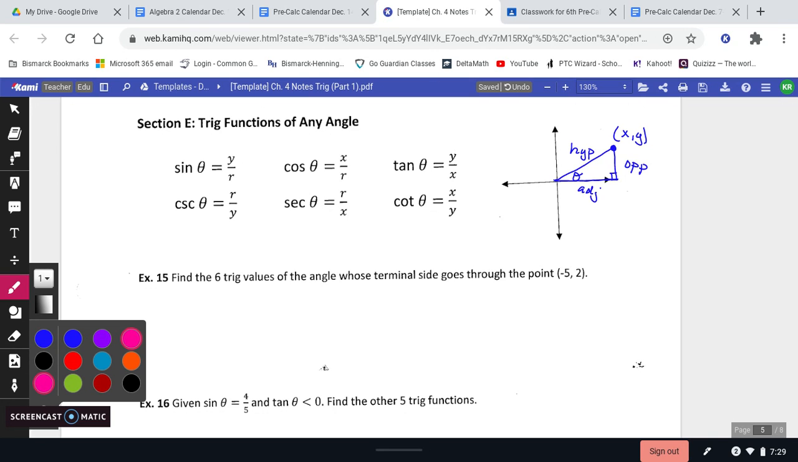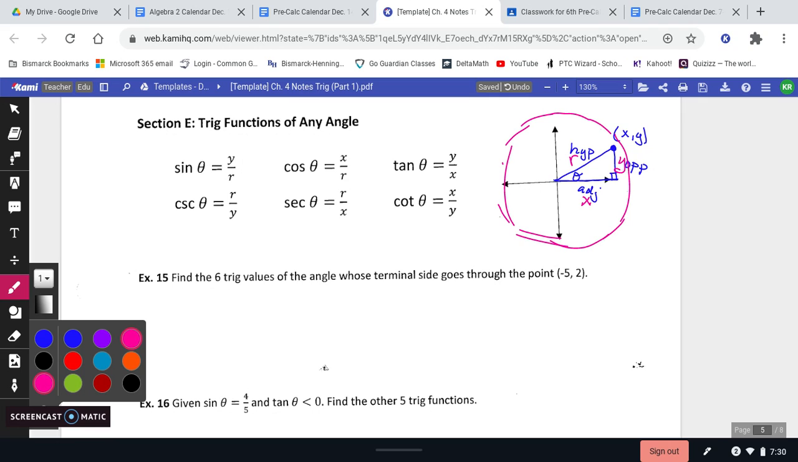This adjacent side is that distance of x. The opposite side is that distance of y. Opposite over adjacent would be for tangent. And if we think about our unit circle, if we do a circle here, then your hypotenuse is the radius of that circle. So this right triangle is made up of an x-coordinate, a y-coordinate, and then that distance r, the radius of the circle.